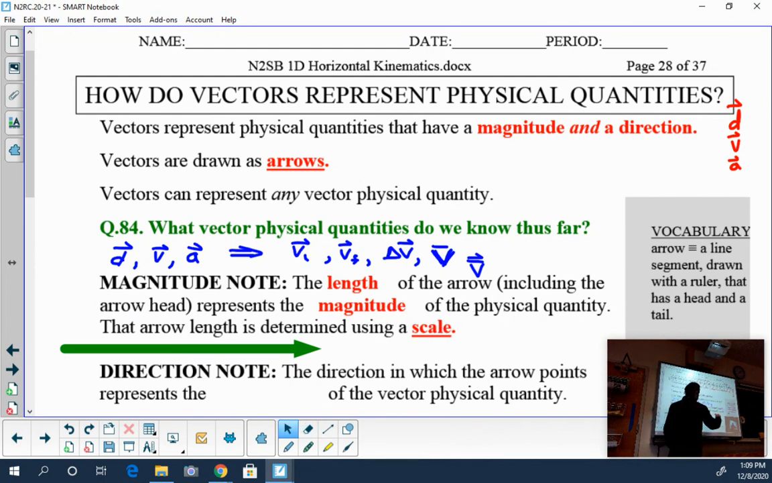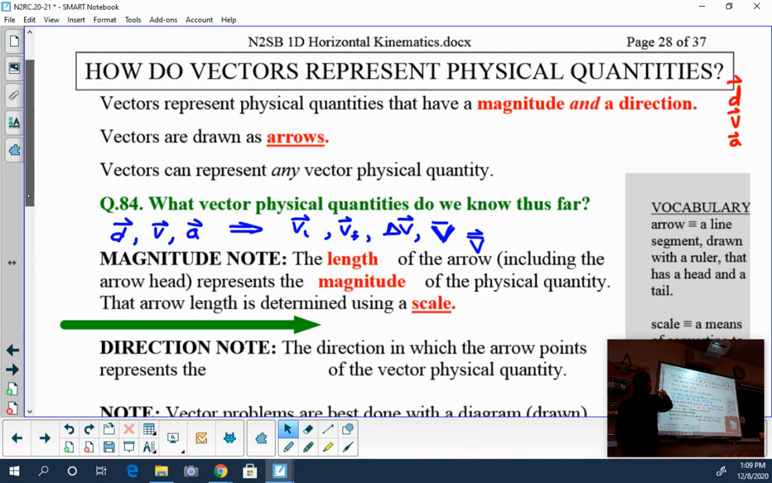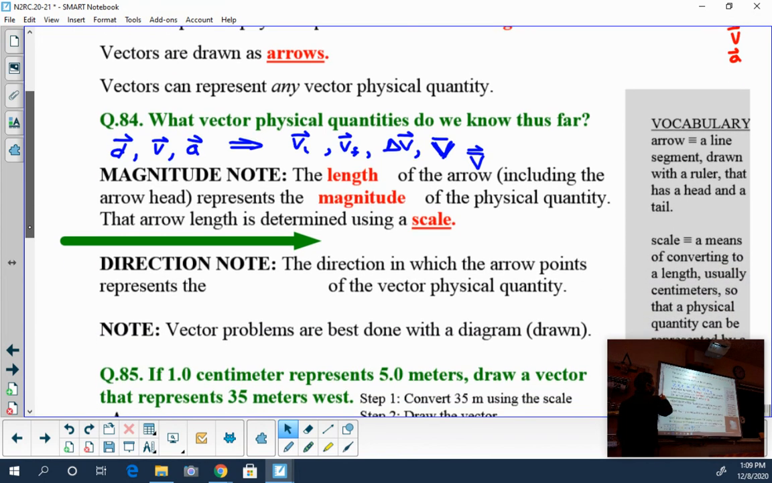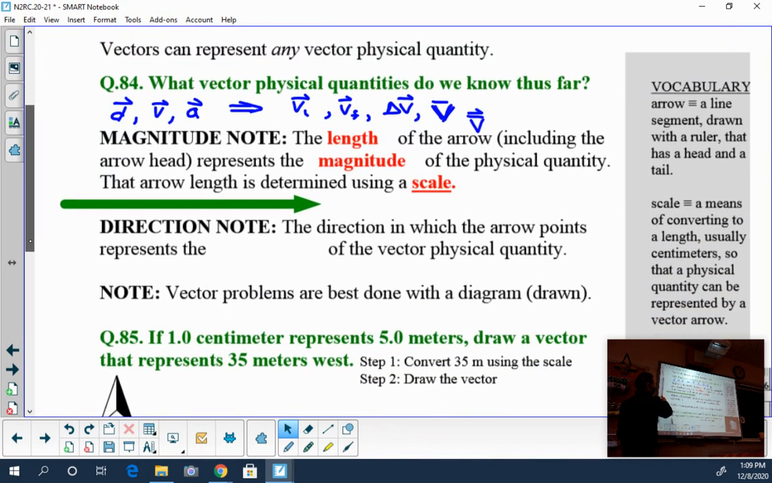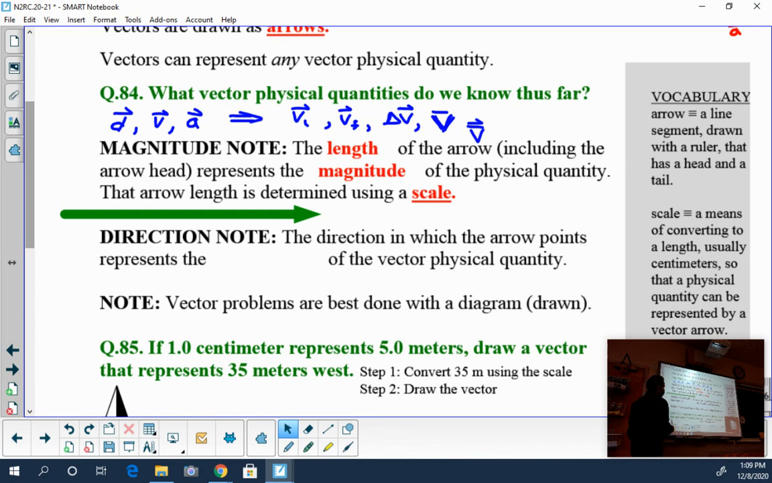And the scale, of course, is defined over there in your vocab bar as well. A scale. So this is not a scale that you weigh your fish on that you caught over the weekend, but a conversion scale. So for example, if this arrow were 7 centimeters long, then you would have some sort of conversion scale that says 1 centimeter equals 2 meters per second squared. And that would then give you 14 meters per second squared as represented by this arrow, whereas maybe this one would be only 7.